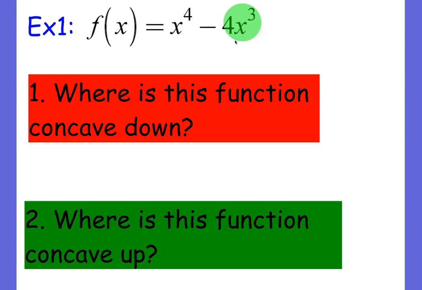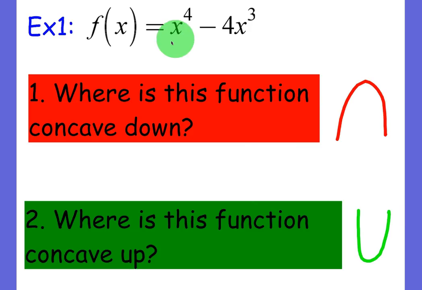So if you're given an equation, how can you figure out what the concavity is? In other words, where's this function concave down, meaning that water runs off of it? And where's this function concave up, meaning water holds when you pour it in? So, some functions are always concave down or concave up, and some functions change.